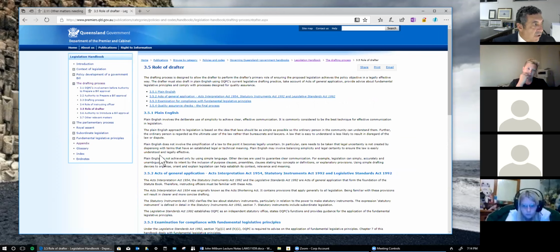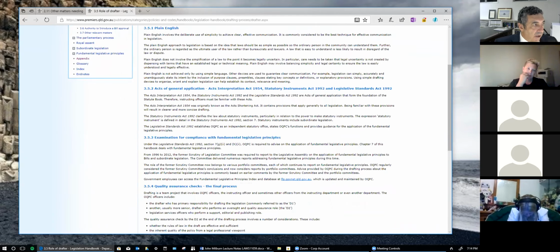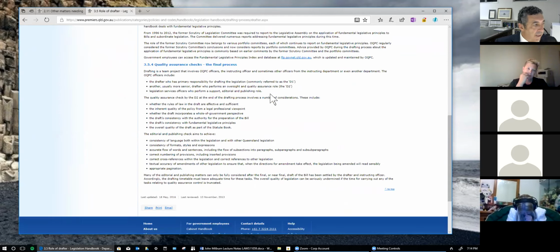And the reason I'm bringing this to your attention is that it now brings into effect issues to do with the Acts Interpretation Act, the Statutory Instruments Act, and the Legislative Standards Act. So they're the three key pieces of legislation that deal with the issue of statutory interpretation generally in Queensland. And you'll see that the drafter, in preparing legislation, must consider those acts of general application, and there's a guideline there about what those acts of general application do and how they're introduced into and dealt with in the material.